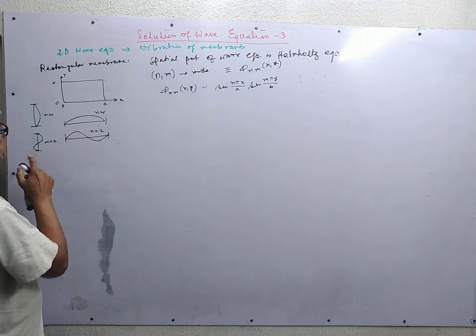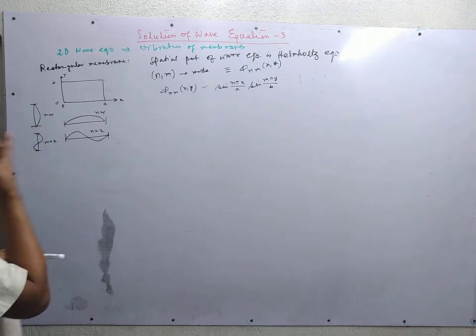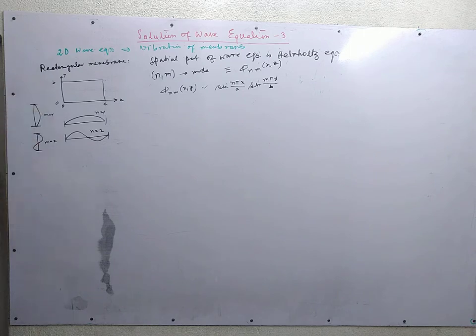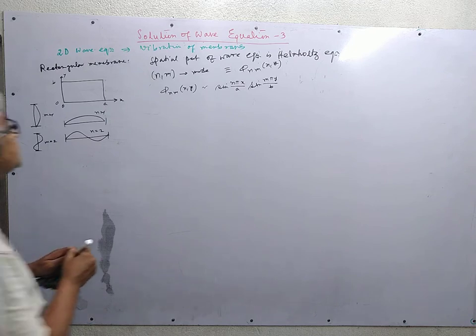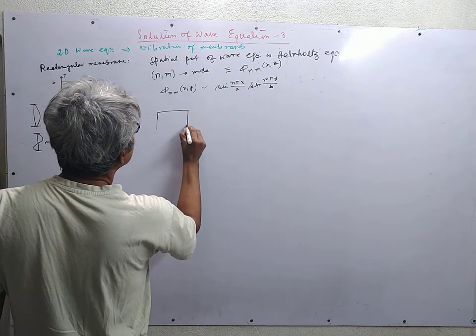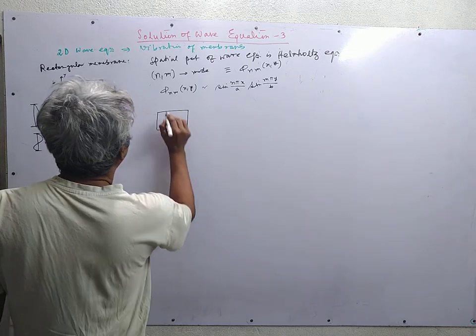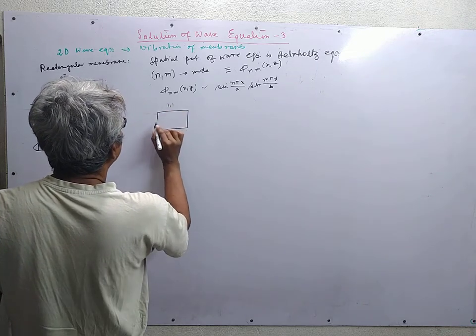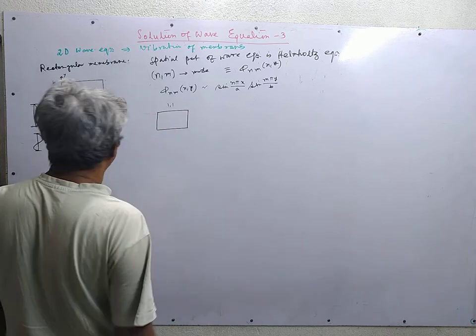Similar thing happens here. So we can divide the membrane along nodal lines, as we have done in the case of the vibrating string. We get the nodal points. Here we say this is the membrane. So for the 1-1 mode, the entire thing is in phase.